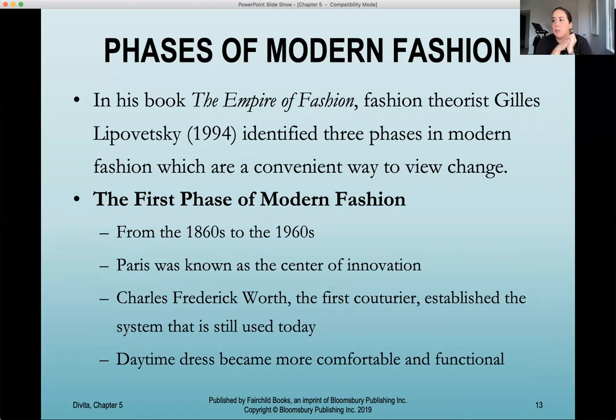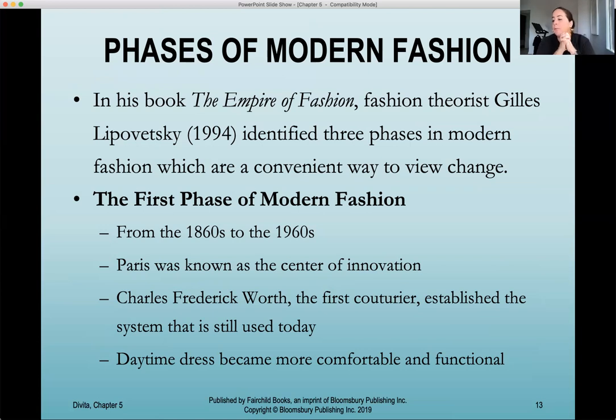Phases of modern fashion. In the book Empire of Fashion, fashion theorist Gilles Lipovetsky identified 3 phases of modern fashion, which are a convenient way to view change. So the first phase of modern fashion is from the 1860s to the 1960s. Paris was considered at this time the center of innovation. That's the hub of fashion.